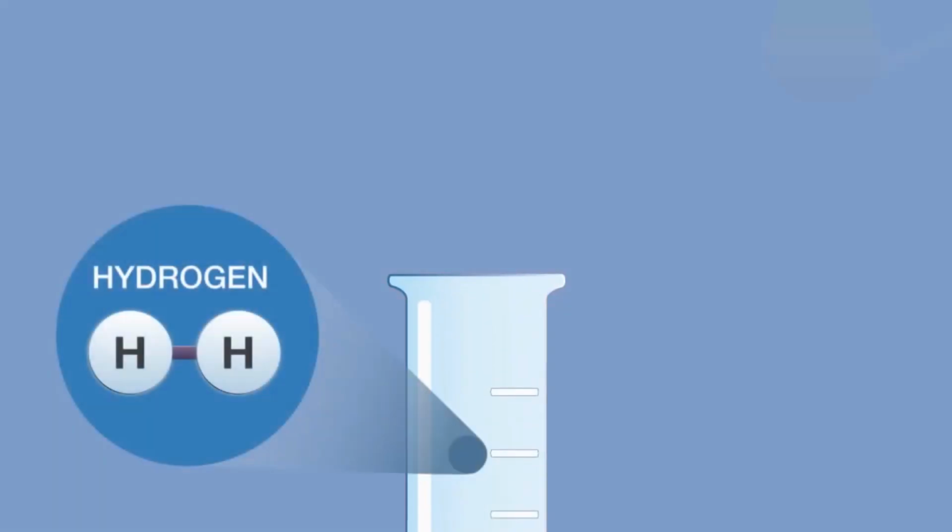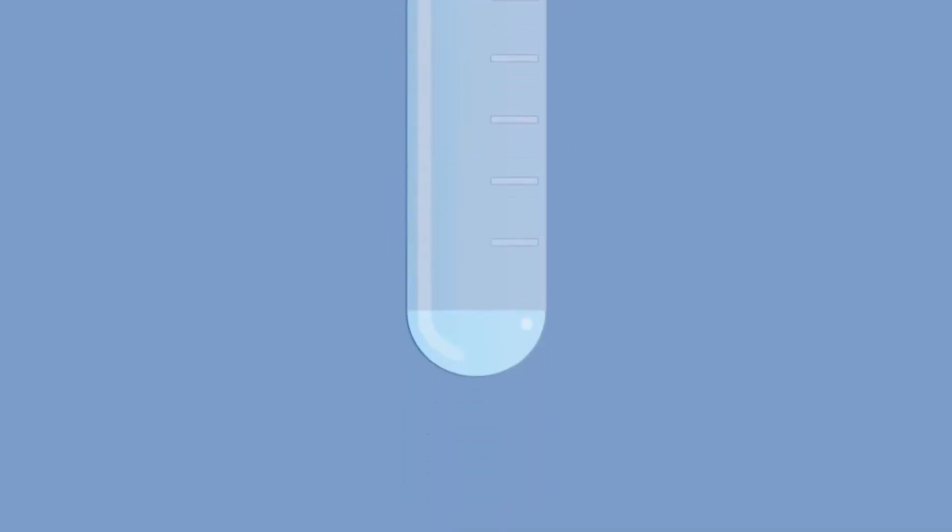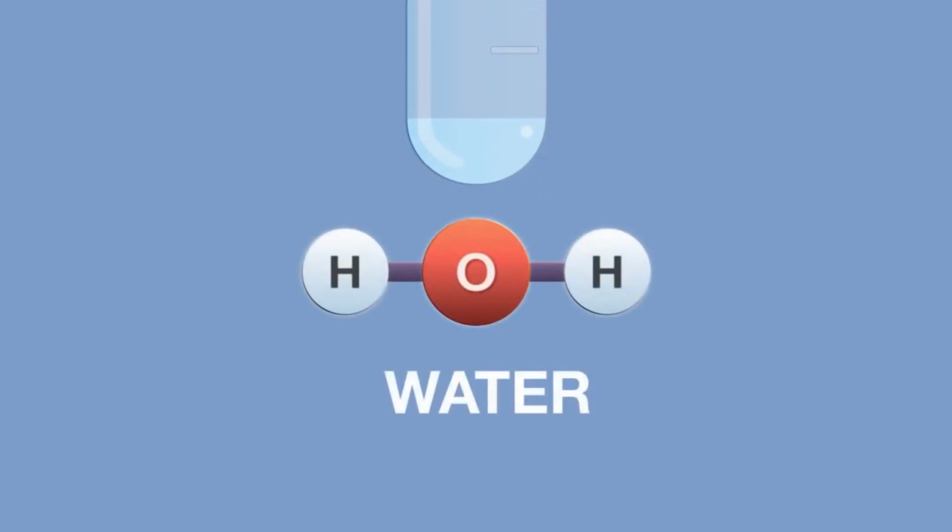To test for hydrogen, place a lit splint at the mouth of the reaction vessel. You should hear a very distinctive squeaky pop, which confirms its presence. This is due to the combustion reaction of hydrogen in the presence of oxygen, creating water as the only product.